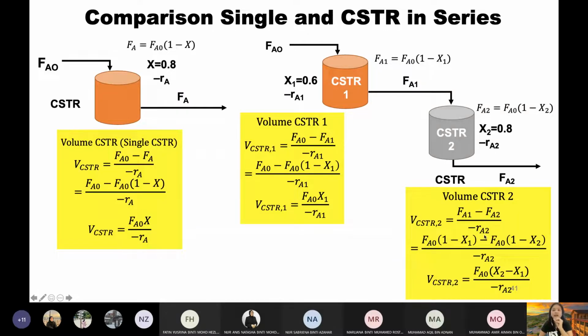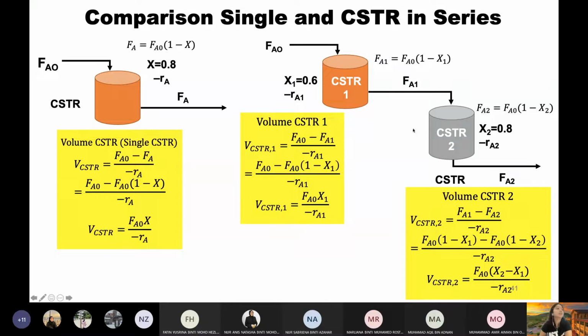Okay, yang ni part yang selalu student kadang-kadang terconfused. When we talk about second reactor, dia mesti minus RA2, iaitu the rate of reaction at my second reactor conversion, X2. Okay, so minus RA2. However, this equation again doesn't have X. Kita mesti dalam equation tu dalam bentuk X perkiraan dia.